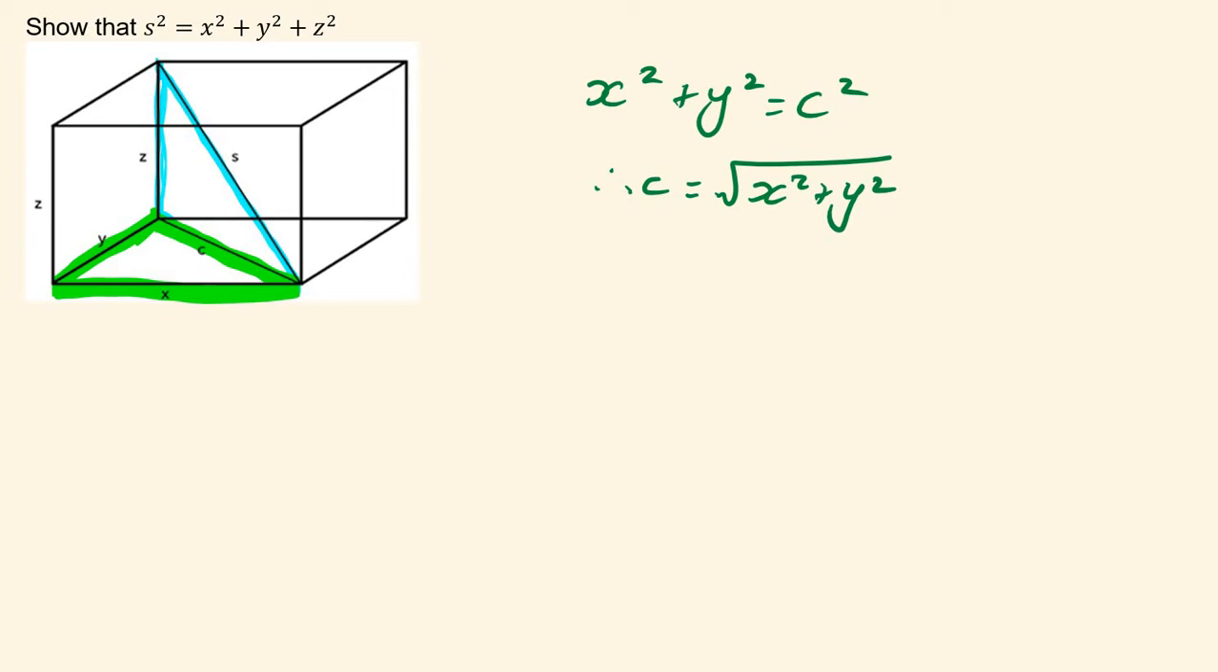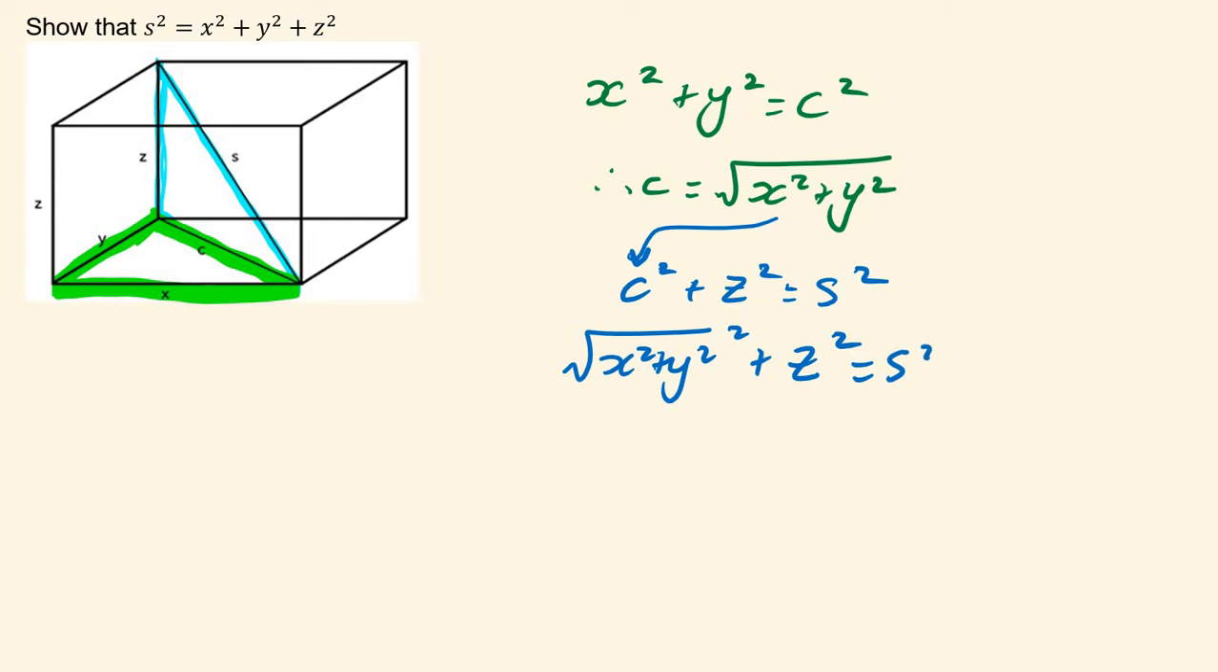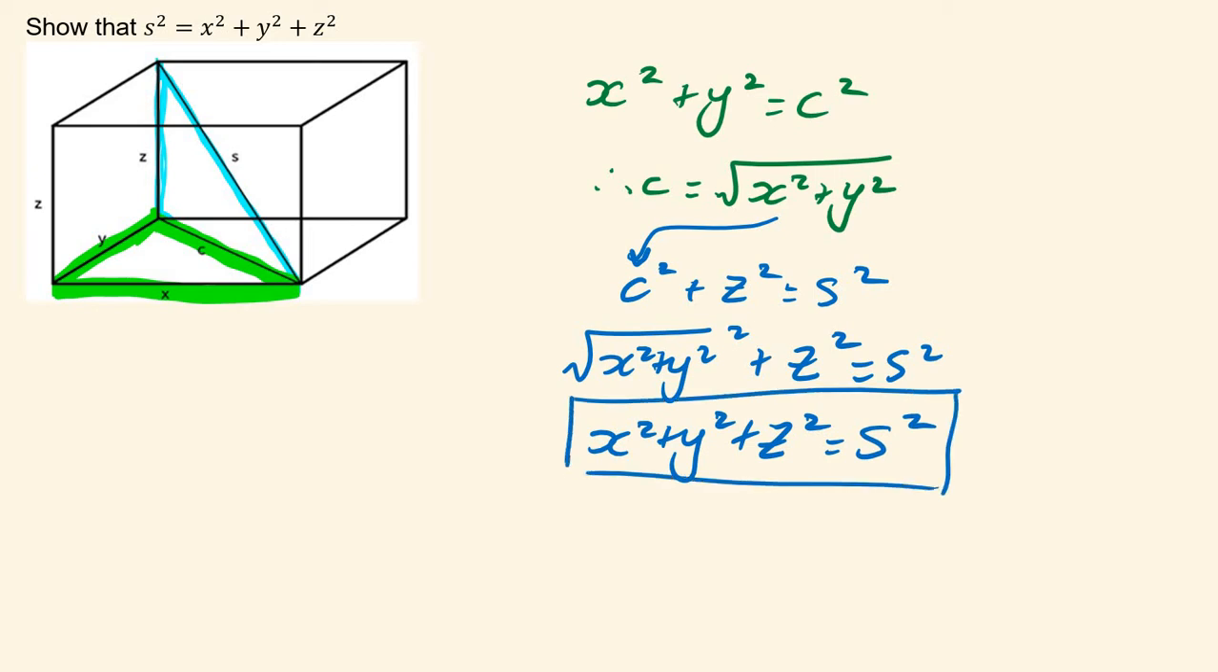And then for the second triangle, c squared plus z squared equals s squared, where c is the square root of x squared plus y squared. So c squared is equal to x squared plus y squared. And so we have a generalization for Pythagoras' theorem if we're dealing with rectangular prisms or cuboids of any sort.